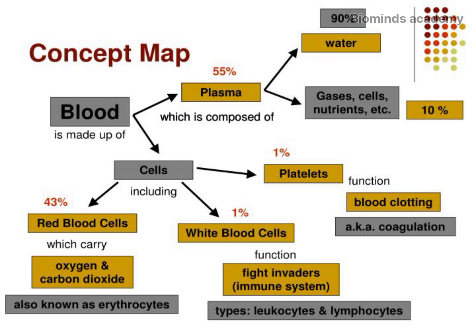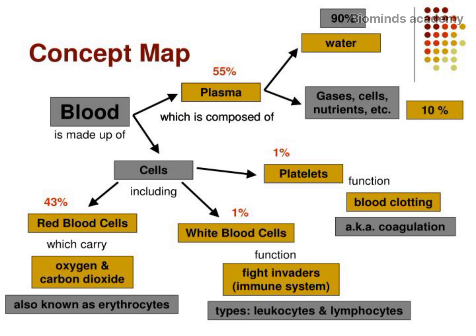So this is a little concept map of the blood. Blood is made up of plasma and the cells. The plasma is 55%, and the plasma is composed of water, that is 90%, and gases, cells, nutrients and some mixtures, that is 10%. And the cells are red blood cells, white blood cells and platelets. Red blood cells, 43%, white blood cells 1%, platelets 1%. Red blood cells help in carrying oxygen and carbon dioxide, and are also known as erythrocytes.